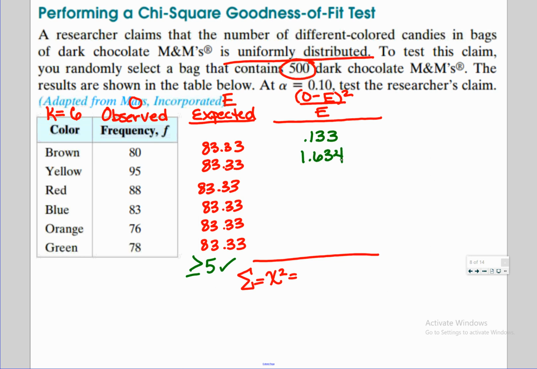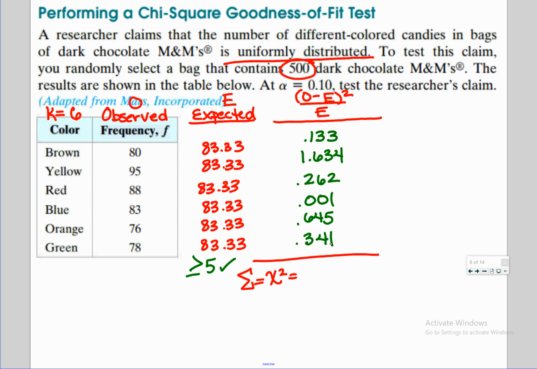1.634. 88 minus 83.33. Square it, divided by 83.33. 0.262. 83 minus 83.33 squared divided by, that's a little one, 0.001. 76. Square it, divide, 0.645. And then 78. 0.341.